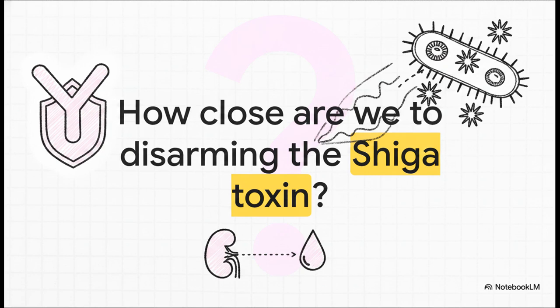As we wrap up this explainer, I want to leave you with a really fascinating question to think about regarding the future of medicine. We've just seen how these incredibly advanced monoclonal antibodies have completely revolutionized the survival rates for atypical HUS, but it really makes you wonder, how close are we to finally unlocking a targeted therapy to actually disarm the Shiga toxin in typical HUS so we can move beyond just supportive care? It's an absolutely incredible frontier in both nephrology and hematology.